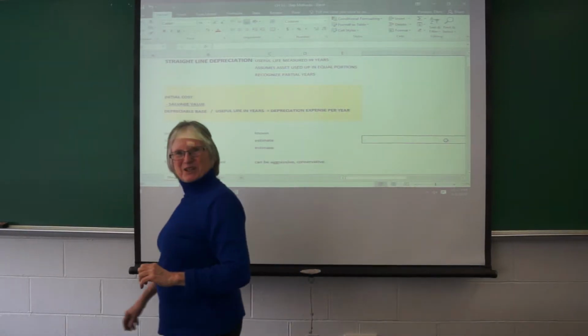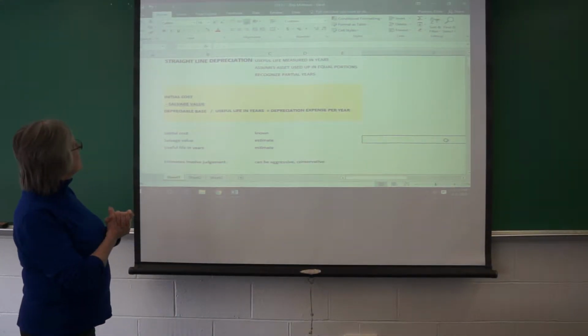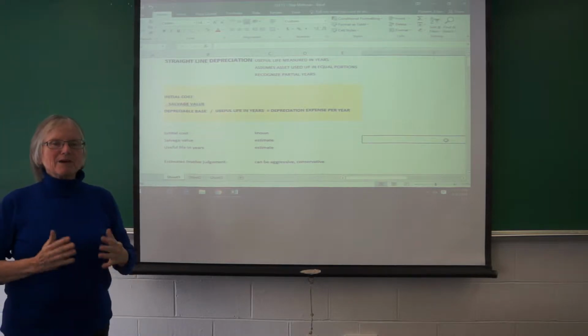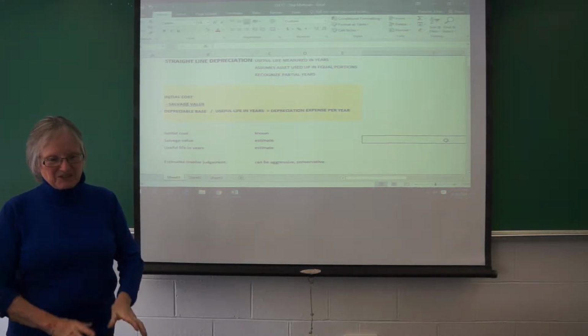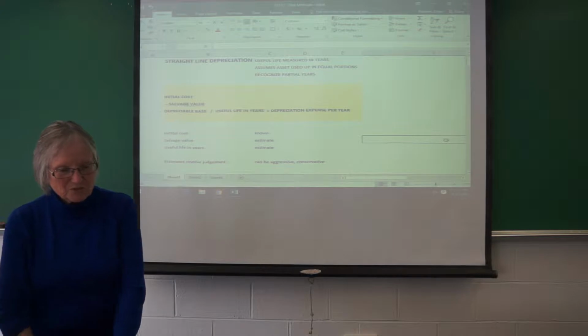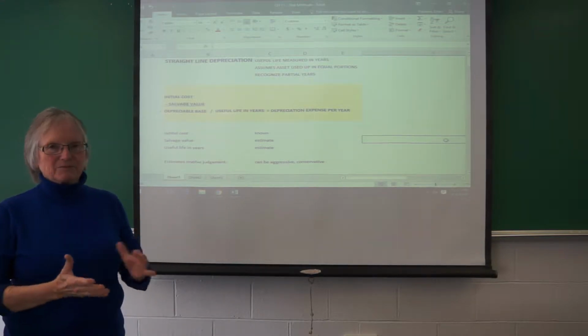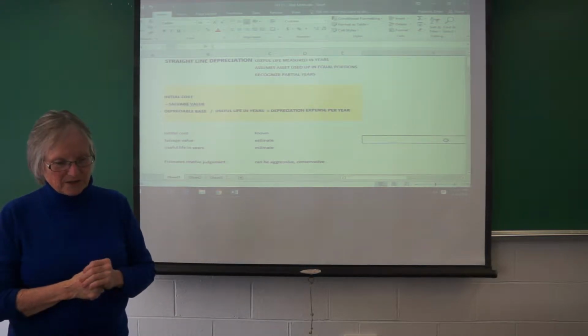Right, so here are some depreciation methods. Straight line is the first one. We're measuring the useful life in years, and it assumes the asset's used up in equal proportions over its useful life.